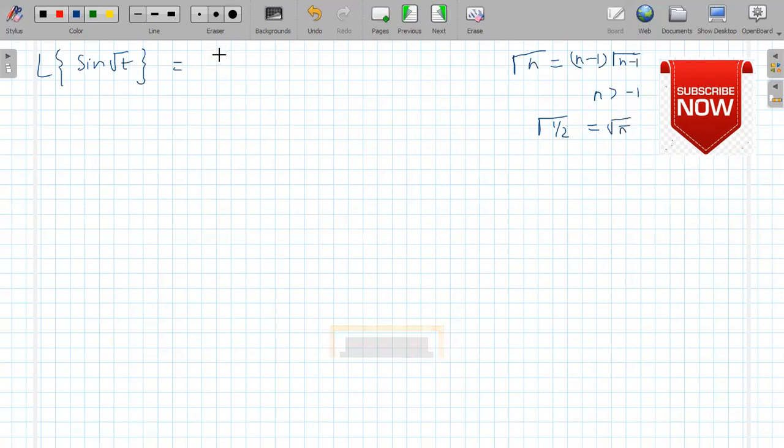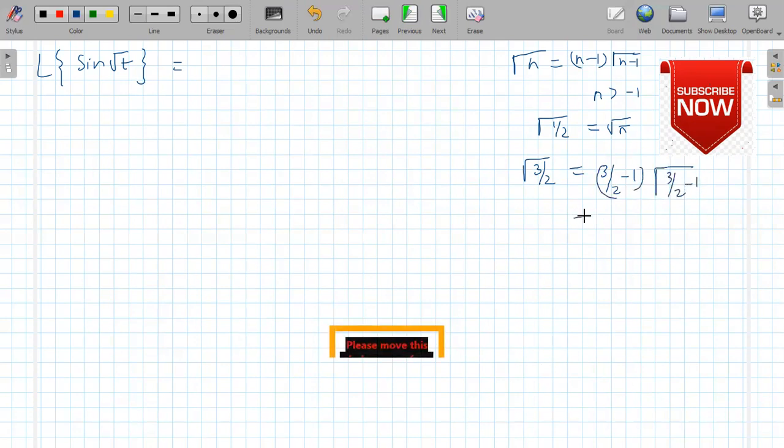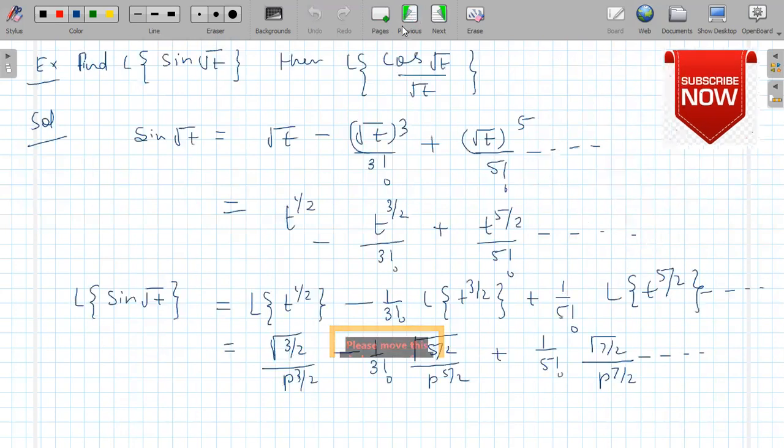तो आपके पास गामा 3/2 है, तो गामा 3/2 को हम क्या लिख सकते हैं, 3/2 minus 1 gamma 3/2 minus 1. This is equal to 1/2 gamma 1/2. So we have reached gamma 1/2. So we can write it as square root of pi divided by 2, divided by p raised to power 3 by 2. हम कॉमन ले सकते हैं.